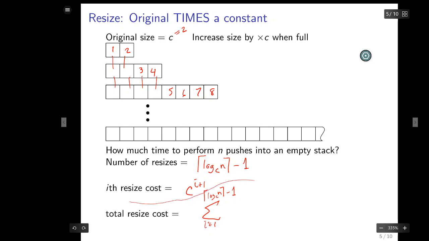Well, the cost of doing that resize is c to the i plus 1, and we all know what that is. When you're doing a geometric series, there's a formula for it, but basically what that formula says is the last term dominates. The biggest term in this thing is when I raise c to the log base c of n. That's the big one. And so this is big O of what? N.